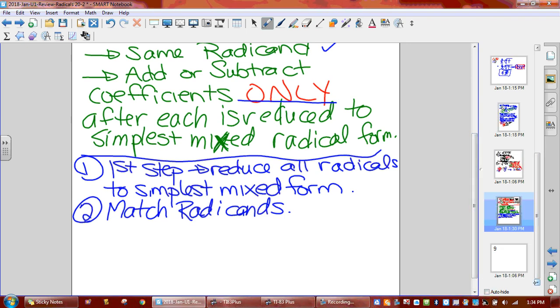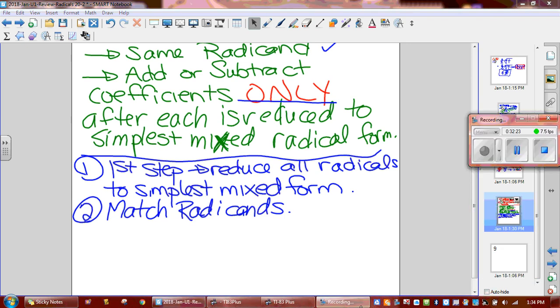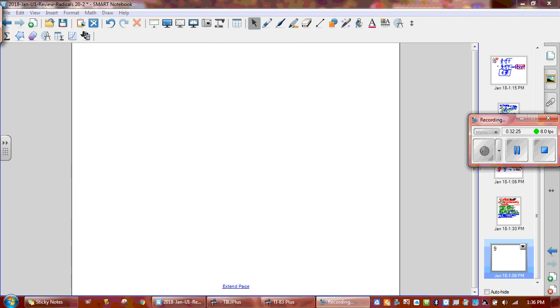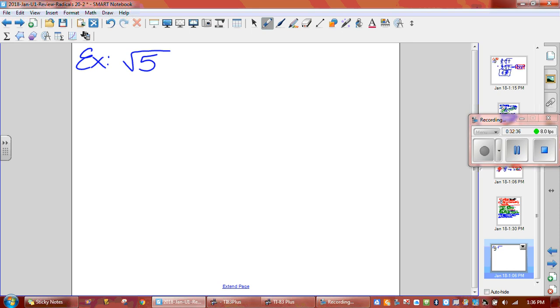We're going to take root 50 minus root 8 plus root 18. So none of them are reduced. We must reduce them. So that is our first step.